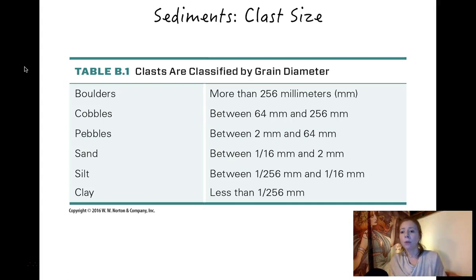Silt is between 1/256 millimeter and 1/16 millimeter. And clay is less than 1/256 millimeter. So clay is the finest, right? The texture of silt is very similar to that of flour that you bake with. And we all have a basic sense of what sand feels like. It's kind of coarse and gritty. Clay is actually a little bit flat and platy, but we won't worry too much about that at the moment.